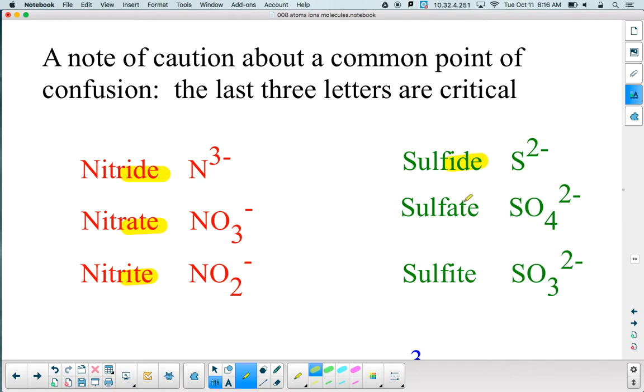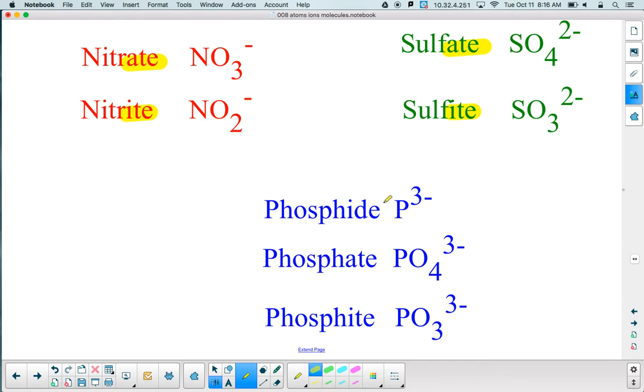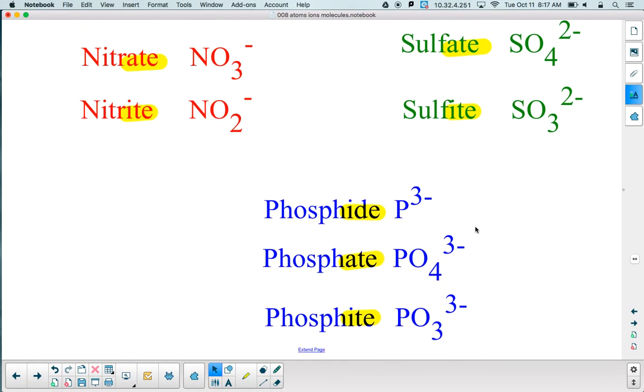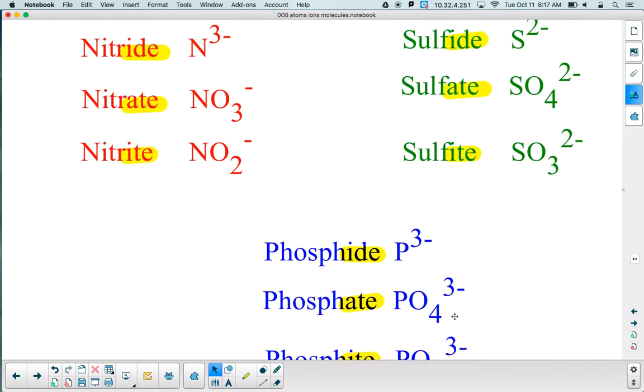The same thing happens with sulfide, sulfate, and sulfite, as well as phosphide, phosphate, and phosphite. Now, one thing you might notice as we're doing this, the IDE ending always goes with the element once it's turned into an ion. And then there's the ate and the ite. If you look at the chemical formulas for the ates and the ites, you will notice that the ates and the ites have the same charge. The nitrate-nitrite group is -1, sulfate-sulfite is -2, phosphate-phosphite is -3.